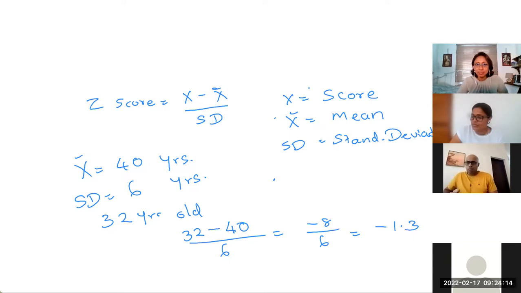So what it tells us is that the 32-year-old is 1.33 standard deviations from the mean age of 40. Okay. So the minus sign says that the 32-year-old is obviously younger than the mean age, right? That's what the minus sign has given us. 32 is obviously younger, lower than the mean age of 40, right? So a plus sign or no sign would mean that it's older or higher.